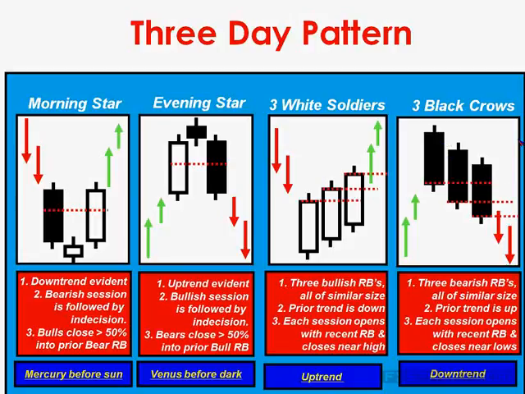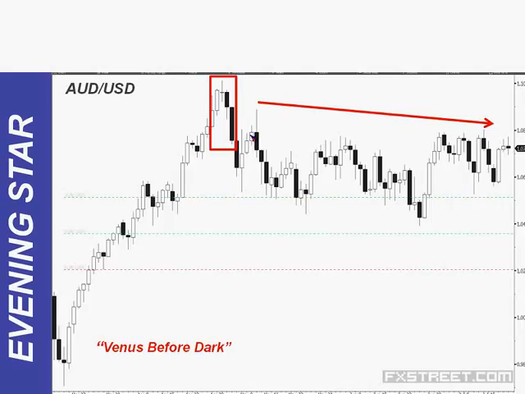And the last one, three white soldiers, very easy. It's basically very strong consecutive buying pressure in the market. So 1, 2, 3, pushing up, 3 white soldiers. And then the opposite, 3 black crows, 1, 2, 3, but on the way down. Of course, black crows have quite a negative connotation, and this is a sign of bad news.